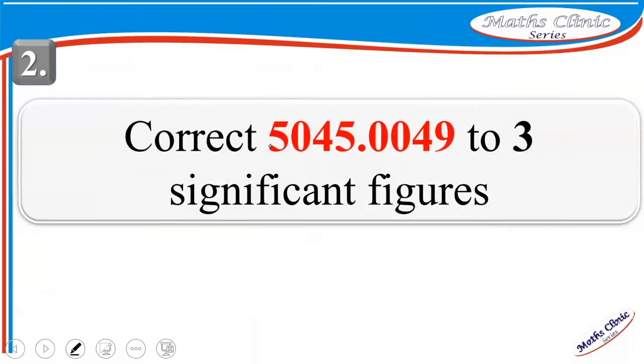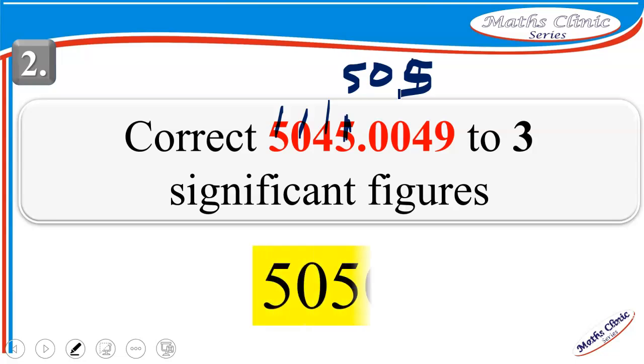What about this one? Write this to 3 significant figures. Good. So we are going to have 1, 2, 3. So we have 5, 5, 0, 4. But because the next number here is 5 and above, we round it up to this, and that becomes 505. Then that becomes our number. But because this number here is being rounded up, there will be 0 here. Now in this case, all these numbers become insignificant, so you can choose not to write them.